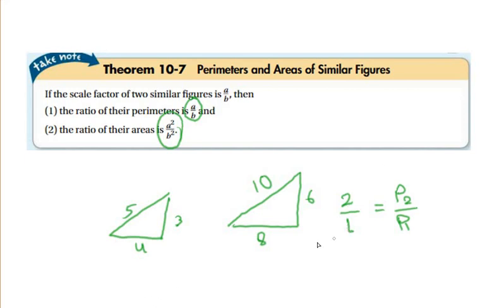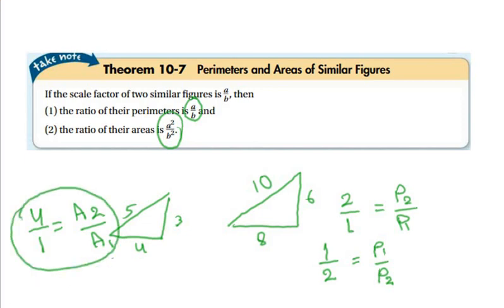This is 2 over 1, or it could be represented as 1 over 2. This is going to be P1 over P2. So it's okay to start with the small one or the large one. The ratio of their areas then is 4 over 1. This is the ratio of area 2 over area 1. Let's go directly to the problems.